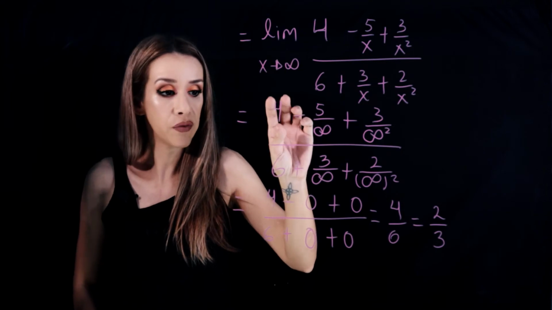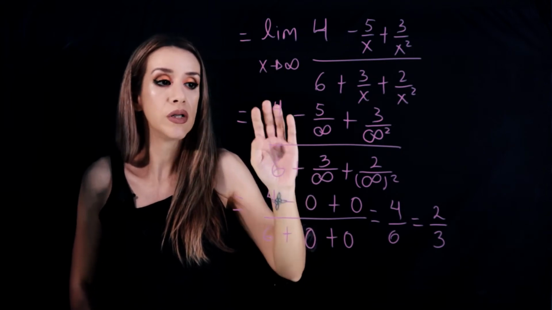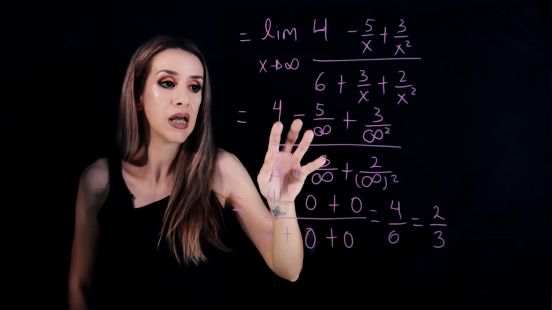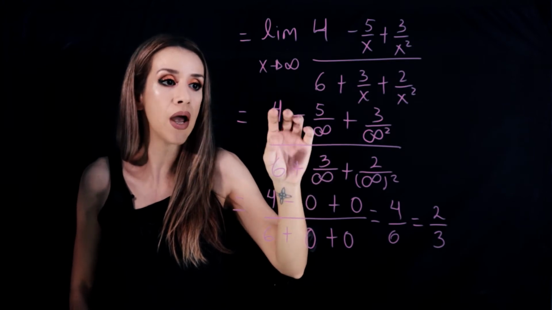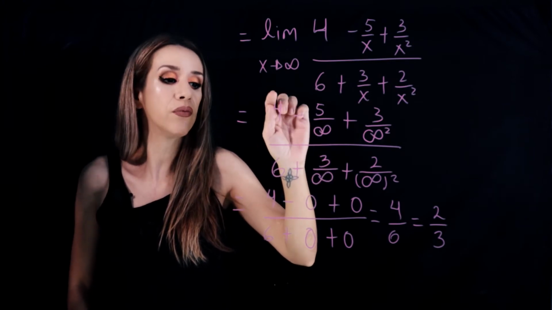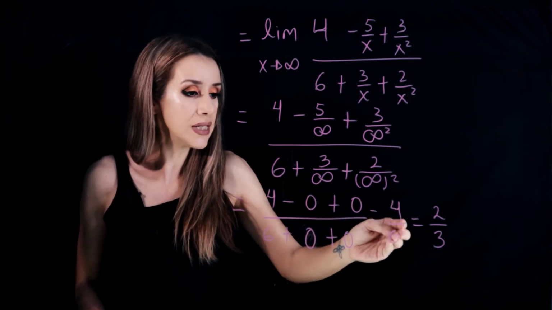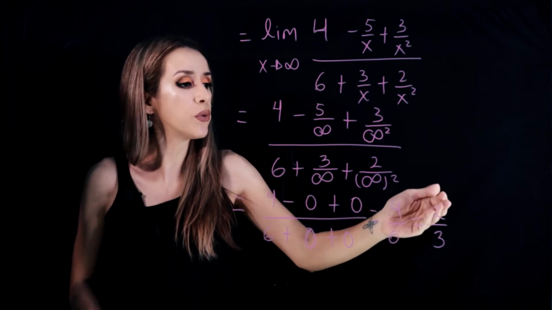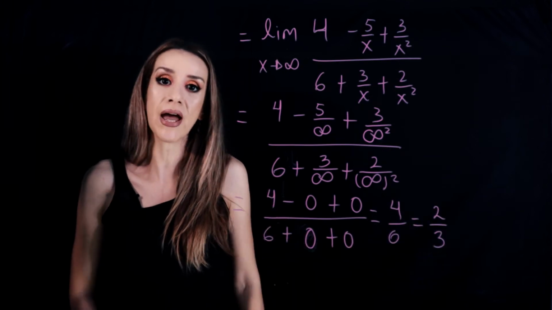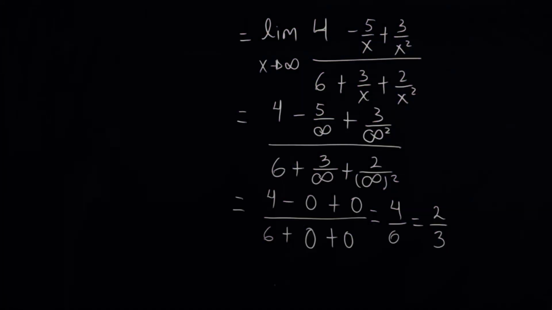In the case of the 4 and the 6, we know that the limit of a constant is the same constant. That's why I didn't change the 4 and the 6. So the result of all this is just 4/6, which is equivalent to 2/3. That's my answer, guys, and the actual answer of the problem.